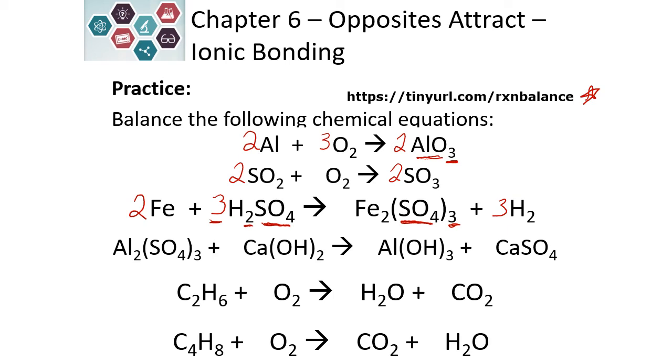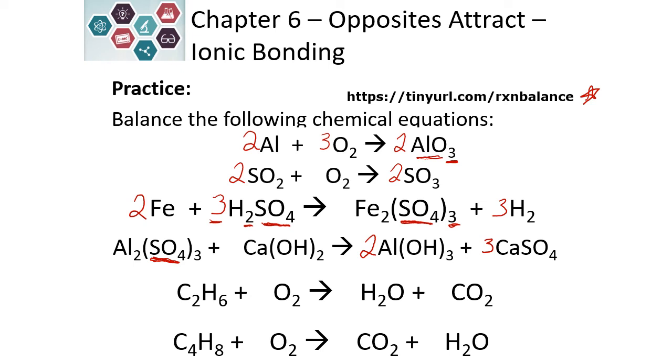Let's look at our aluminum reaction. So I'm going to start with the more complicated species, which is our aluminum sulfate. I see that I have 3 sulfates, so I'm going to go to the right side and add a 3 to balance the sulfate. I see I have 2 aluminum on the left side, so I'm going to go to the right side and put a 2 to balance the aluminum.